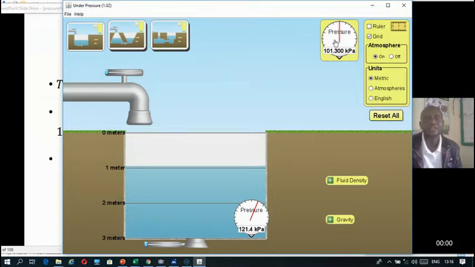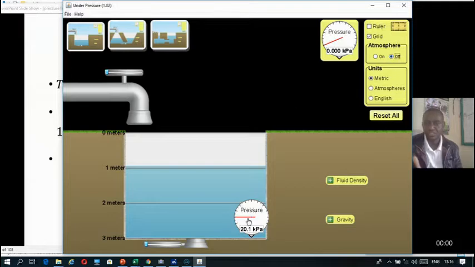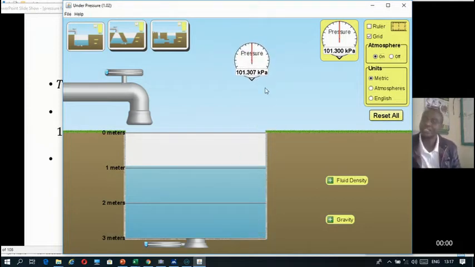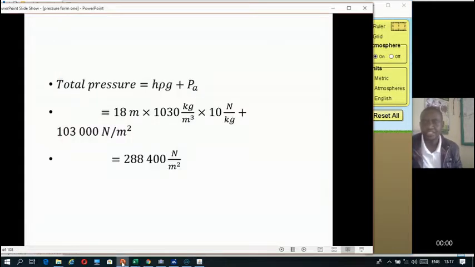Like we have said in this simulation, this person here is experiencing 121. With the atmosphere put off, the pressure due to the liquid is 20. Put the atmosphere on, it is 121, implying the atmosphere is 101. Then you add the other one to make the total. That's what we are saying in our illustration here.